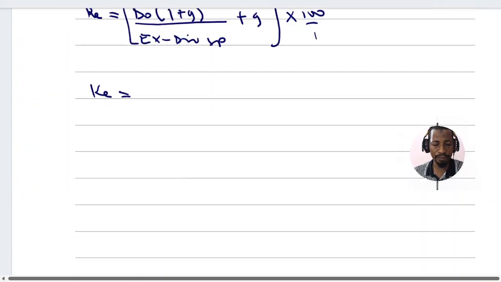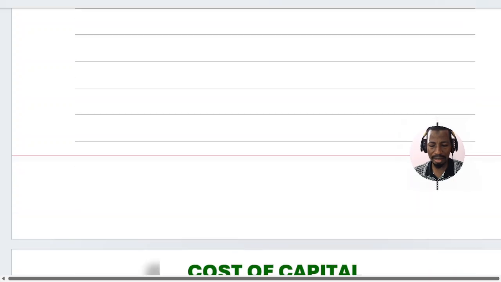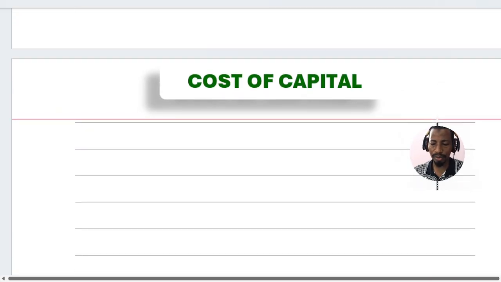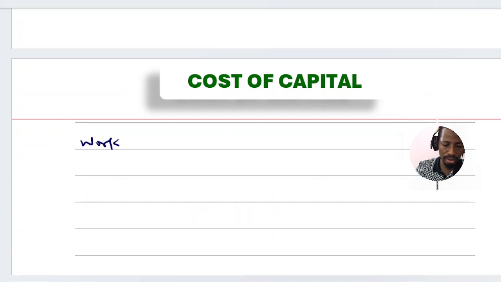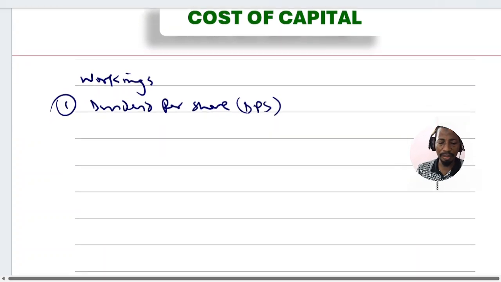So this would be for cost of equity, cost of preference share, cost of debenture, then WACC. Then the last paragraph will be for workings. Let's start our working from here. Hope this will be sufficient. So working number 1, we want to calculate dividend per share. So that means we want to use par value for our calculation.